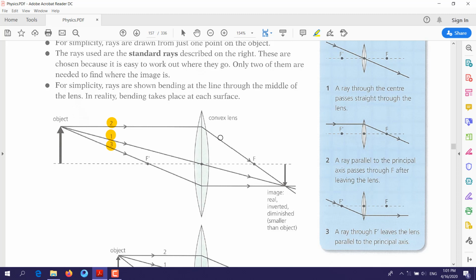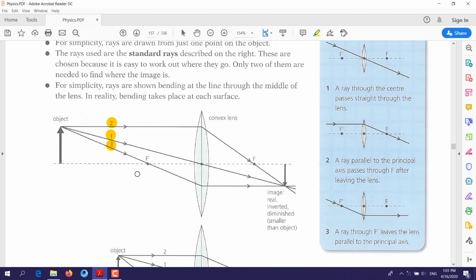Maybe someone will ask, but Mr., why do we bend it like this? Why do we not bend it like this or this? We will see later how this affects it. Now you finished number one, this is number one, then you will do number two.